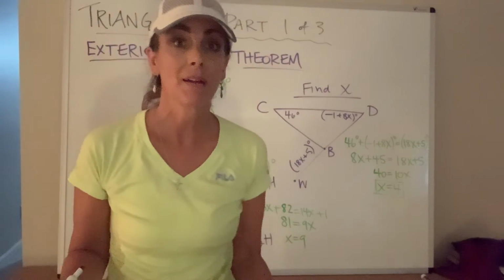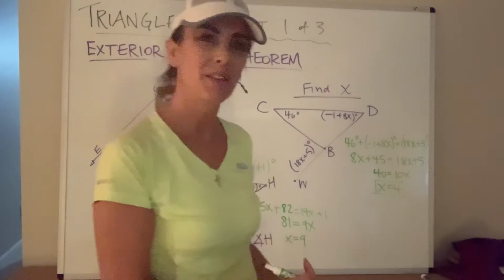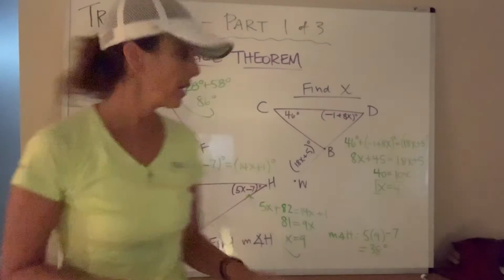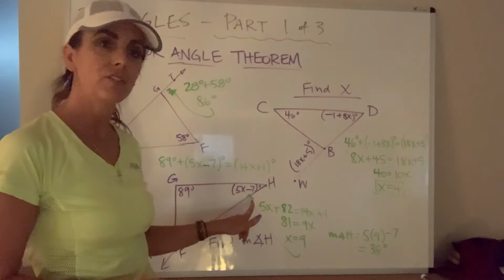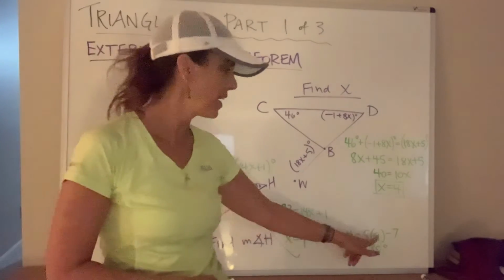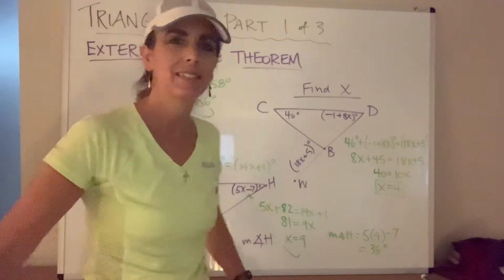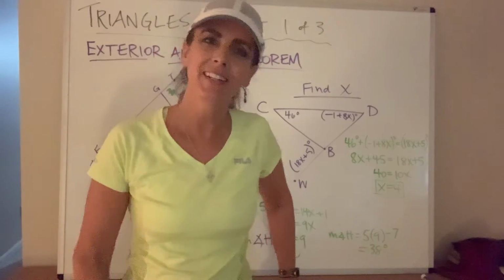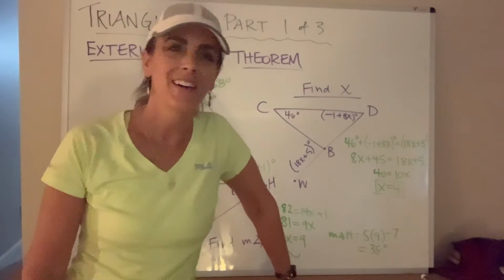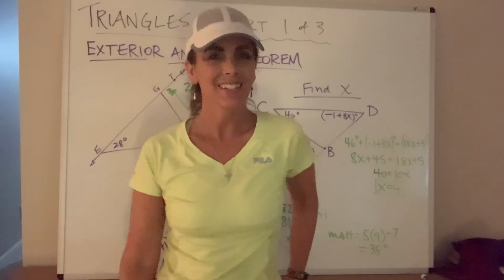Now that is not the angle measure. I need to go ahead and sub that in to find the angle measure. So now when I sub in that 9 to that expression, I get 5 times 9 minus 7. 45 minus 7 gives us an angle measure of 38 degrees. And aren't we proud of ourselves?